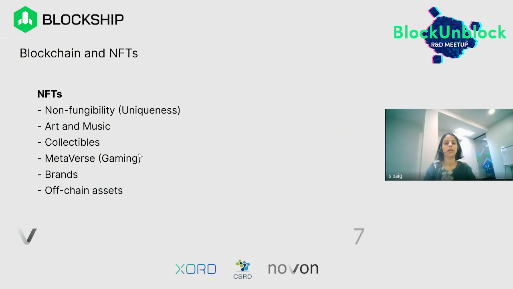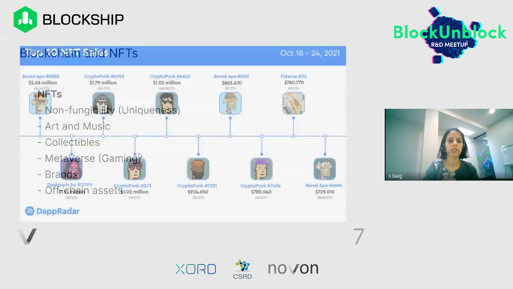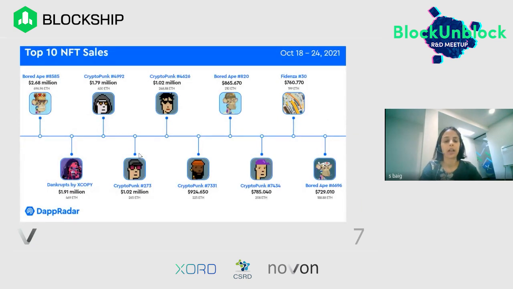So this was a bit about NFTs, and just to give you an example of how much trade or valuation these NFTs are getting these days, here is a list of the top 10 NFT sales in the month of October. You can see that there was this one NFT, a Bored Ape, which was sold for $2.68 million, and there is this CryptoPunk that was sold for $1.02 million. So they are finding their own space within the financial services, and they are coming up as a very emerging asset class that people are looking to invest in.